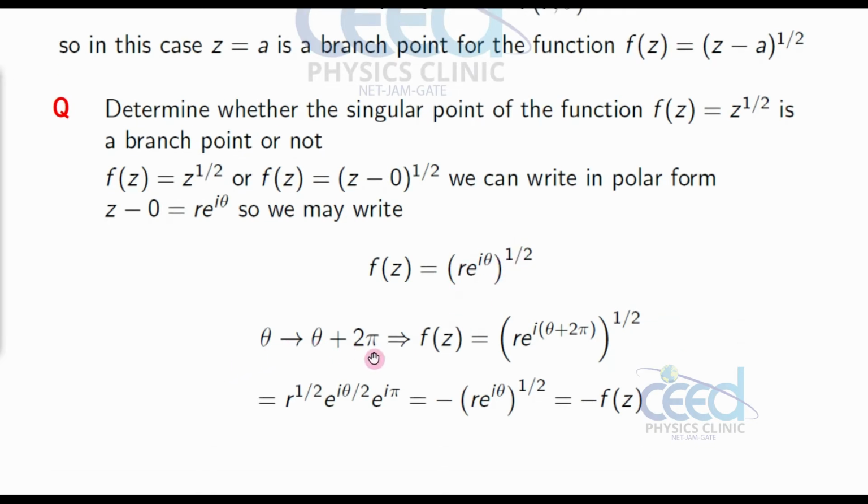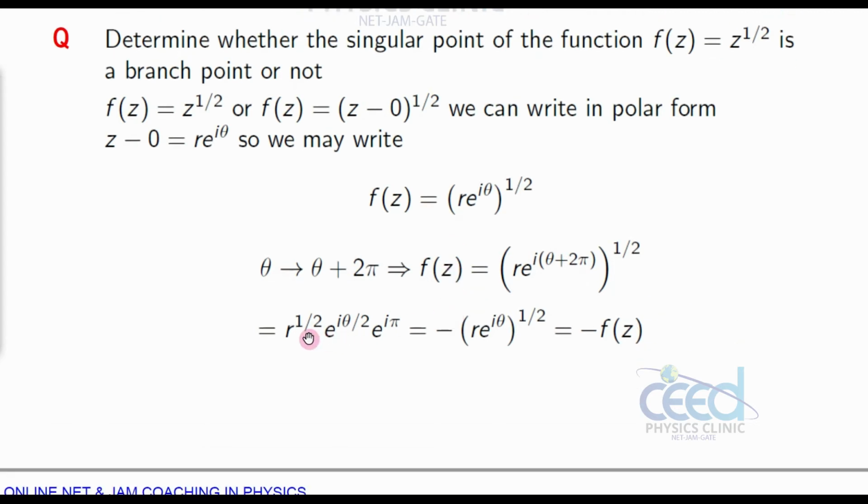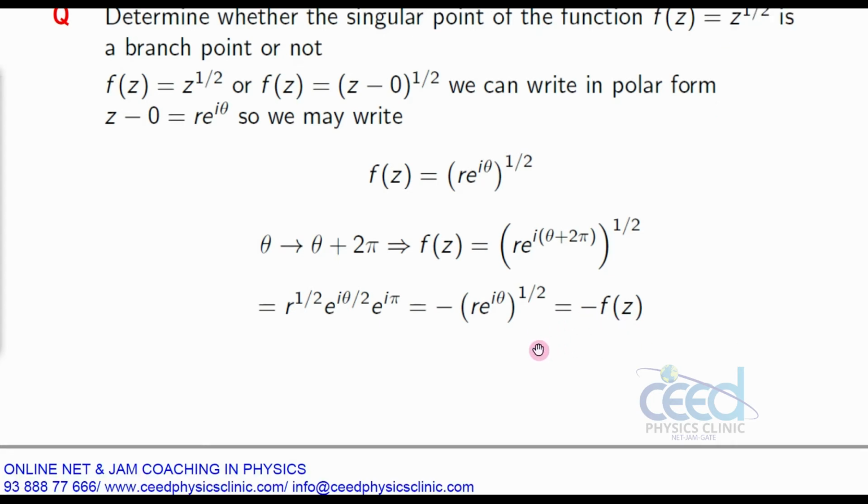Now theta tends to theta plus 2 pi, so I can write f of z is equal to r into e raised to i theta plus 2 pi, all raised to 1 by 2. That is r raised to 1 by 2 into e raised to i theta by 2 into e raised to 2 pi by 2, that is, 2 cancel, e raised to i pi. e raised to i pi is minus 1. So minus into the remaining term, r e raised to i theta all raised to 1 by 2, and this is our f of z, right? So minus f of z.